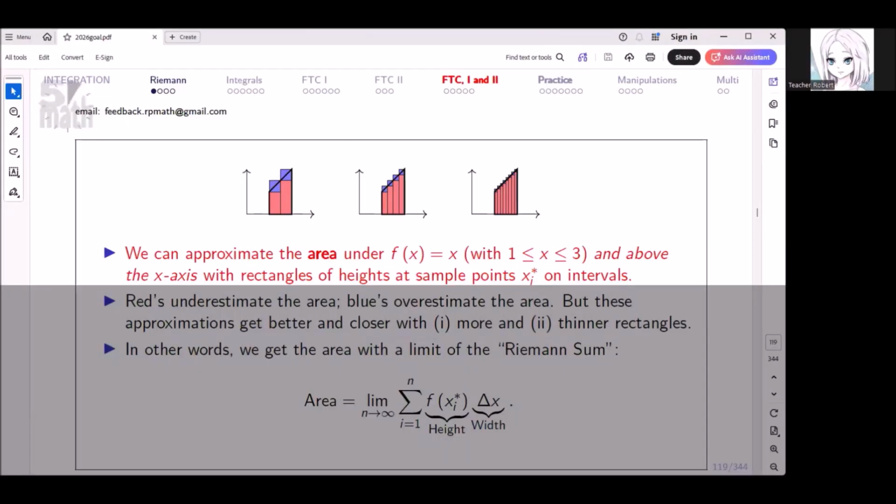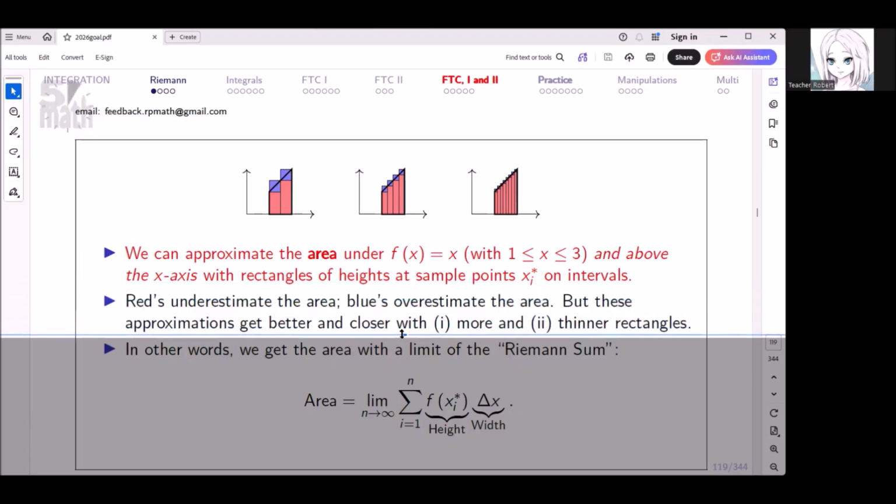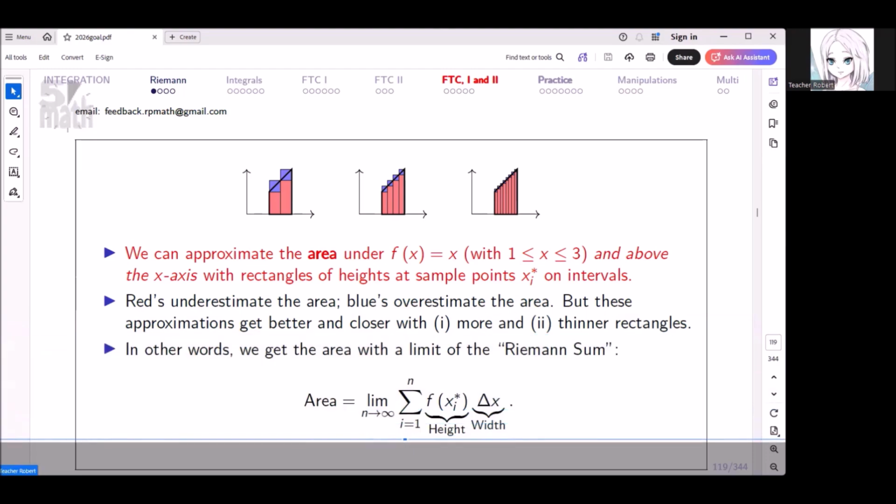We can approximate the area under f of x equals x with x between 1 and 3, and above the x-axis with rectangles of heights at sample points xi star on intervals. Reds underestimate the area, blues overestimate the area. But these approximations get better and closer with more and thinner rectangles. In other words, we get the area with a limit of Riemann sums.